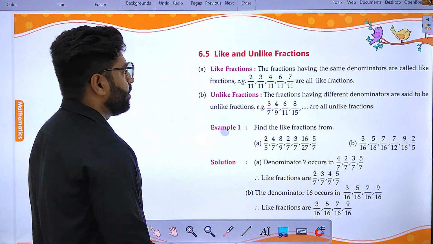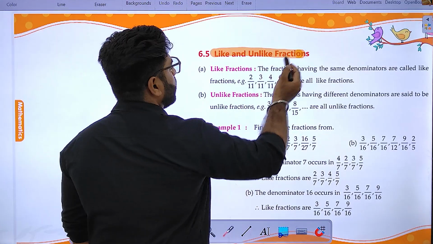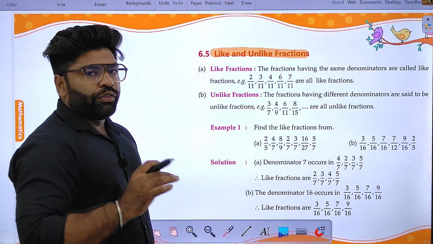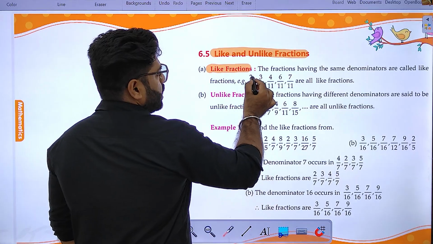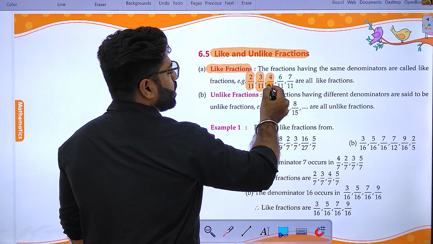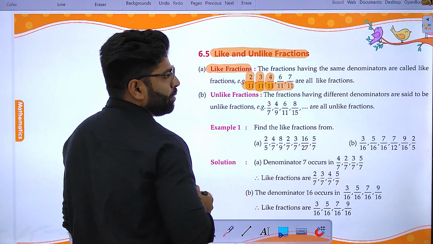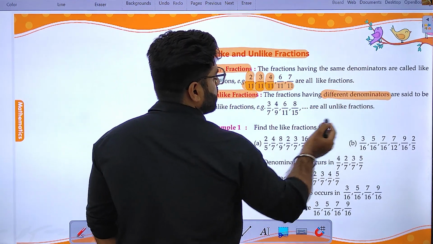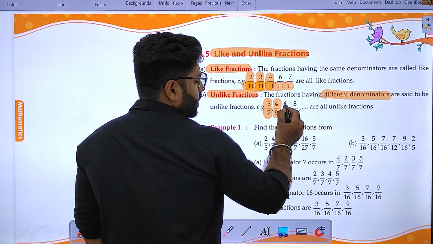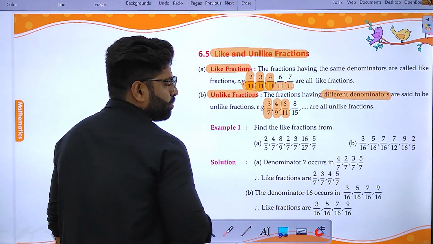Here we have another topic, that is like and unlike fractions. If we look at like fractions, they have the same denominator, just like 2 by 11, 3 by 11, 4 by 11. All of them have the same denominator. And unlike fractions have different denominators, just like 3 by 7, 4 by 9, 6 by 11.